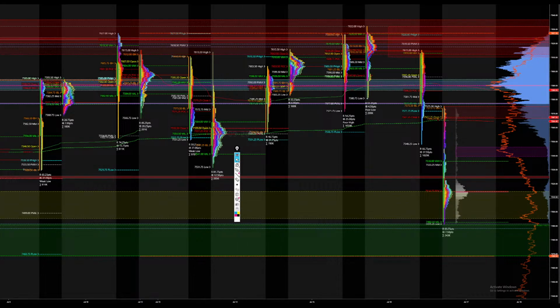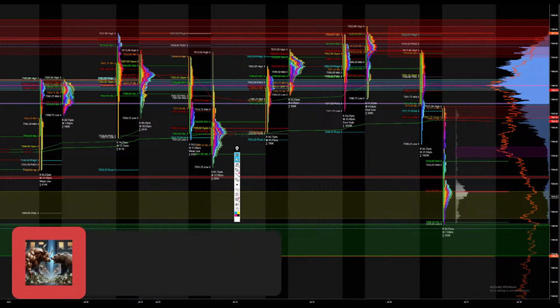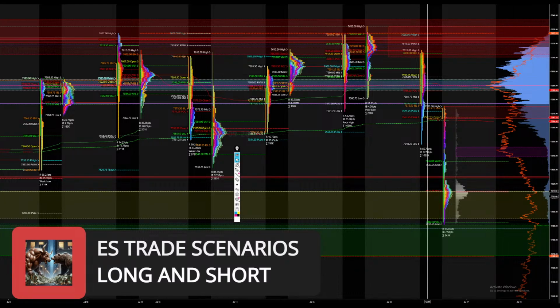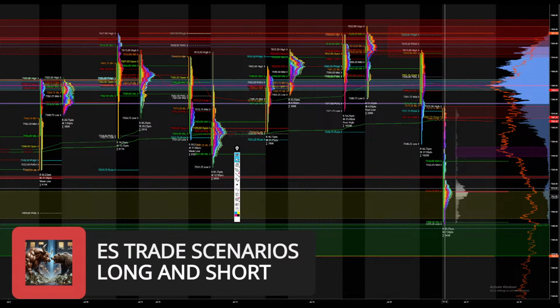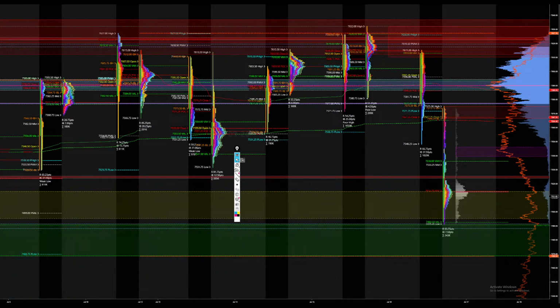All right, so let's get right into the ES long and short trade scenarios. What we're going to see here is we'll mark off some levels. First thing you want to do is mark off gap fill, 75.48. That is your gap fill, and it lines up with this bearish fair value gap. Next thing is the 50% retracement of the overnight, 75.33s. You mark that off.